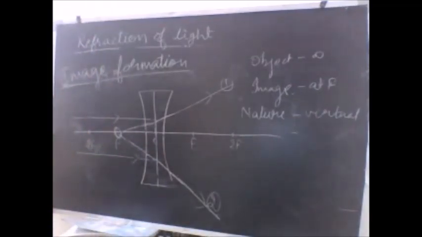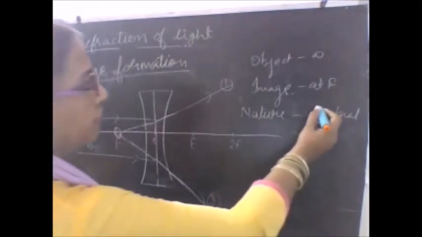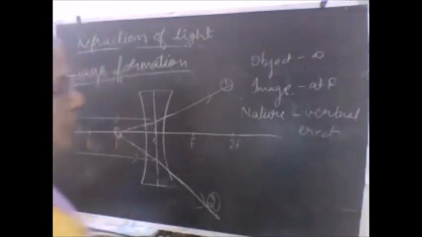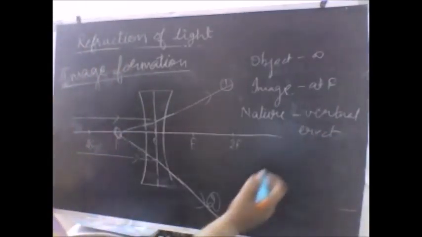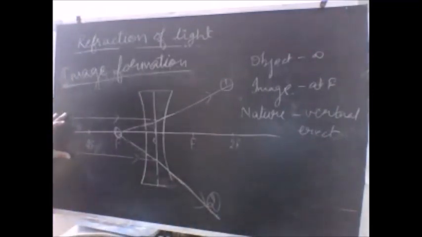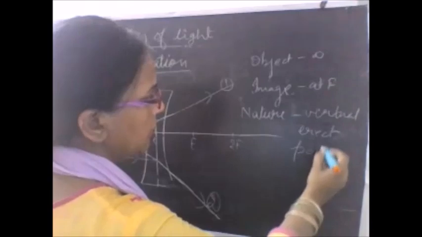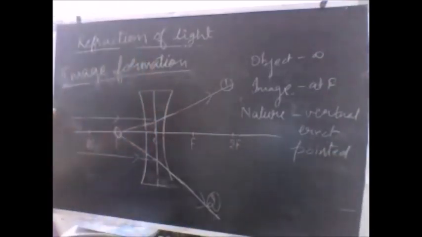What else about the nature of the image? Is it erect or inverted? Whenever a virtual image is formed, we should always keep in mind that the image will always be erect. When it is virtual, it has to be erect. And the size: the object was kept at infinity, very large, and the image here is pointed, very small. Now you have to complete all the ray diagrams and complete the table that I just gave you in the case of the concave lens also.